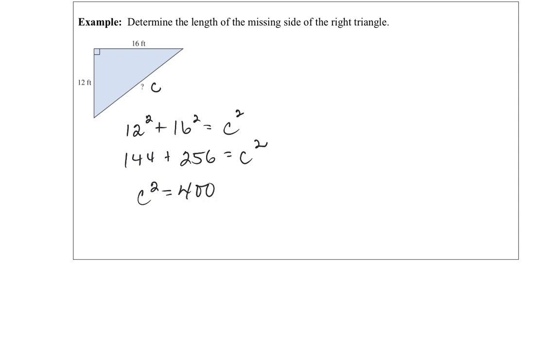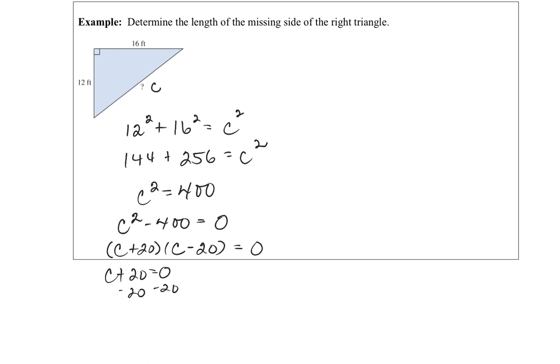So you have two options here. You could subtract 400 from both sides in order to set it equal to 0, and then recognize that you're looking at a difference of squares: c and c, one plus, one minus, and 20 and 20. So either c plus 20 equals 0, which doesn't make sense in this context because the side of a triangle can't be negative, or c minus 20 equals 0, add 20 to both sides, and c equals 20 feet.